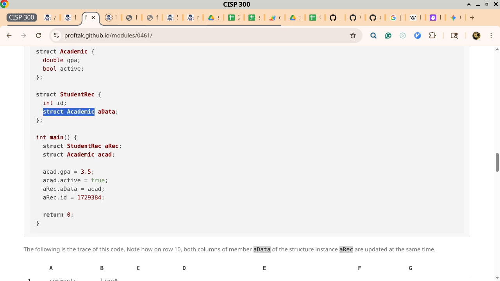These are called composite types because a certain academic structure will have two additional members. Okay, so there's no rule that says a particular member of a particular structure itself cannot be a structure, but only of a smaller kind. Are we good so far with that explanation? Okay, all right. So in this case, a data, which is of the type struct academic, is a component of your student record.